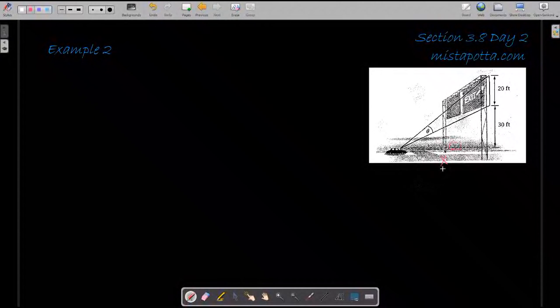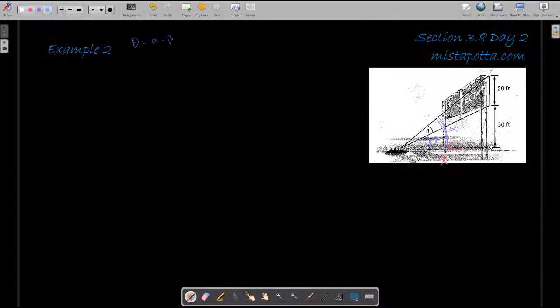So first, let's introduce a couple more angles here. I want to talk about this angle here, which I'll call alpha. And I want to talk about this angle here, which I'll call beta. Now, I know that theta is going to be equal to alpha minus beta.